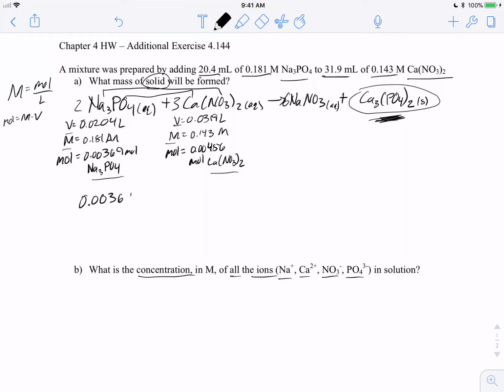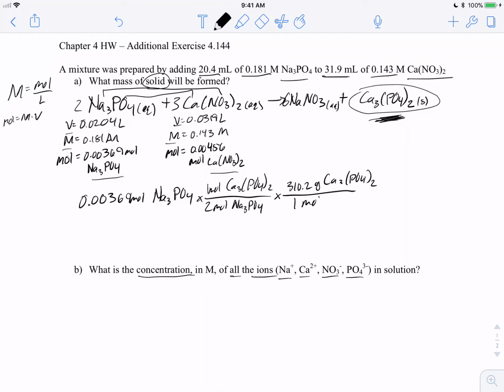So we have 0.00369 moles of sodium phosphate. Go ahead and use our mole ratio: 1 mole of calcium phosphate to 2 moles of sodium phosphate. That's just using our mole ratio from our balanced equation. And then we can use the molar mass of calcium phosphate, which is 310.2 grams of calcium phosphate for every mole of calcium phosphate, and that's going to give us a mass from our sodium phosphate of 0.572 grams of calcium phosphate that we would form if it all completely reacted.